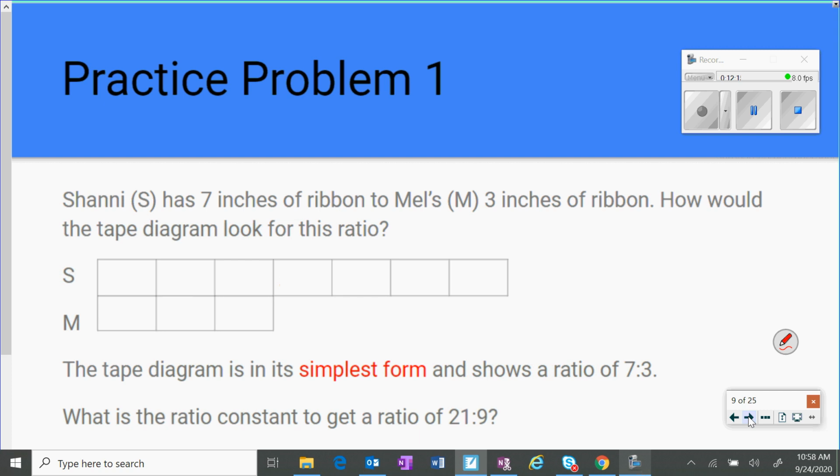So how many blocks will we put on the top? 7. That's right. Why 7? It is the first number. Yes, it was the first number mentioned. So that would go on the top. Now make sure that when you draw those 7 boxes, you write an S in front of it to let you know that those are Shani's 7 boxes. Now, that means that the bottom one gets 3 boxes, and put an M there to represent Mel. Okay, go ahead and do that in your modules.